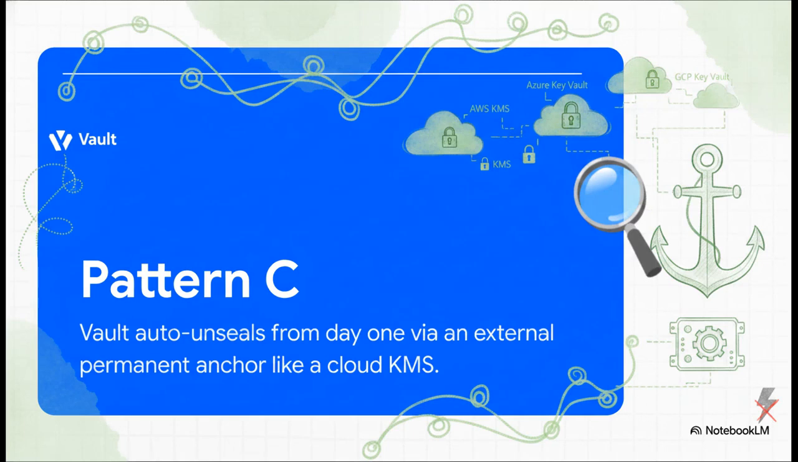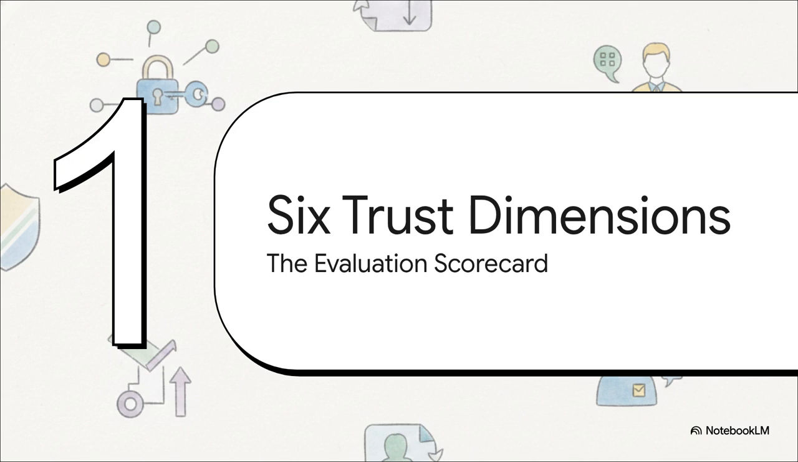Finally, we have pattern C in green, the external trust anchor. This gives you 0 operator unseal from the absolute jump. Vault automatically unseals via a permanent external anchor. Think AWS KMS, GCP KMS, Azure Key Vault, or a hardware HSM. It never graduates away. It's a beautifully clean architectural separation. The cost? Well, a KMS outage equals a Vault outage, and you are permanently coupled to whichever external KMS you happen to choose.